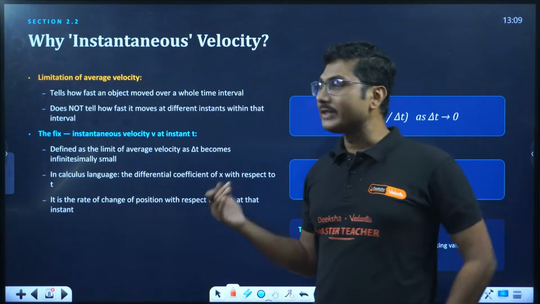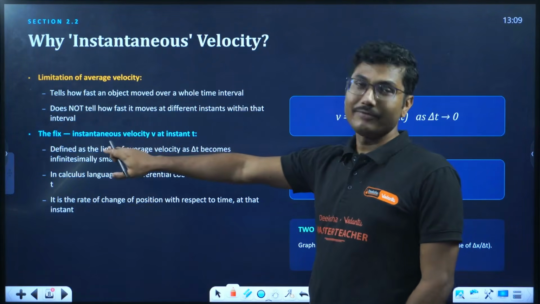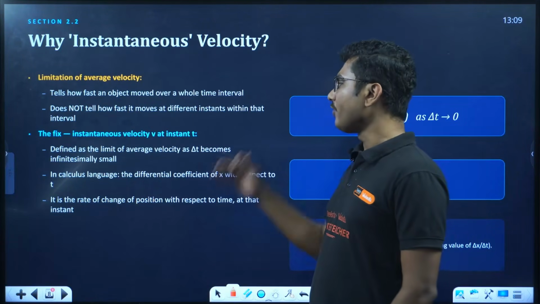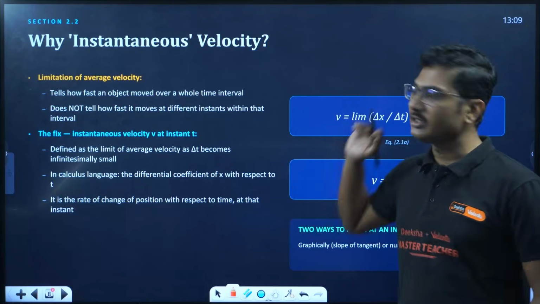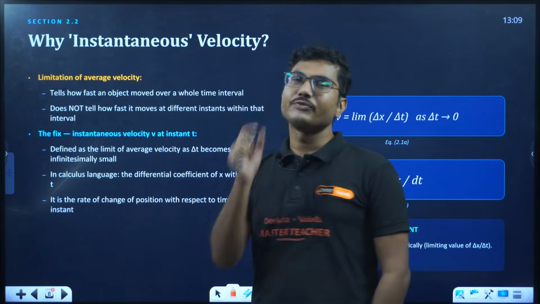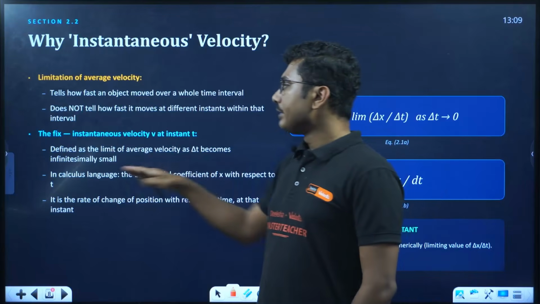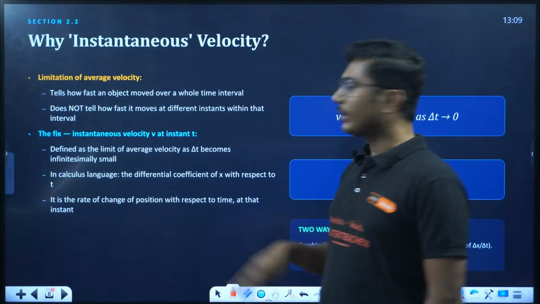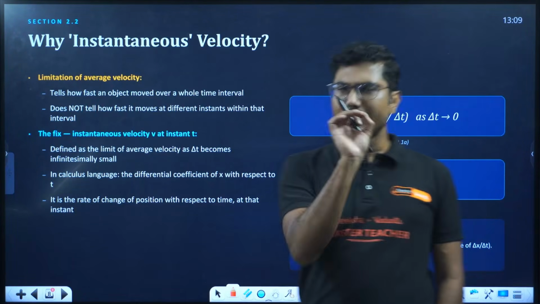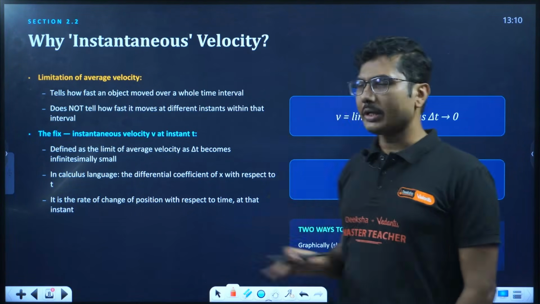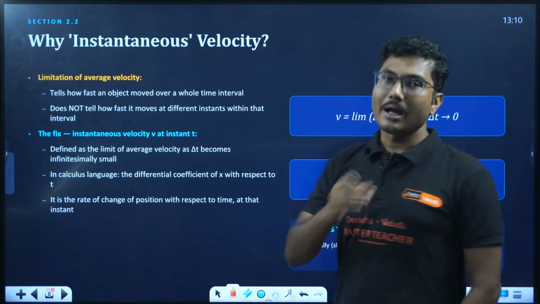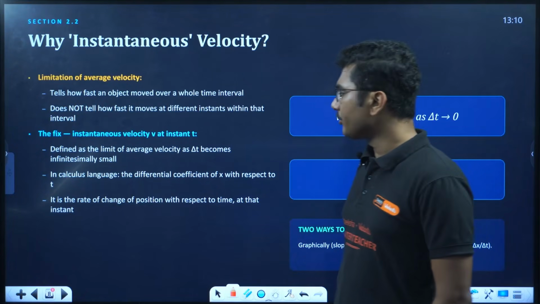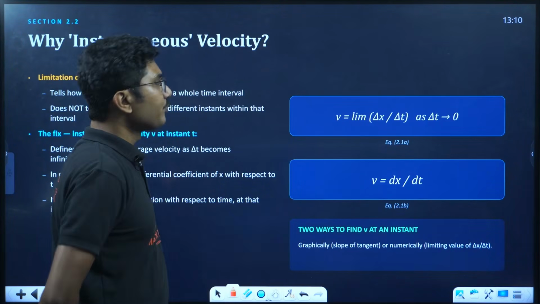Okay, so what is the fix for that? We define instantaneous velocity v at instant t as the limit of average velocity as delta t becomes infinitesimally small. Infinitesimally small means very, very small time, almost zero. In calculus language, it is the differential coefficient of x with respect to t. We will briefly talk about the differential method, but not in detail. Obviously your differentiation is weak, but yes, we need to learn a little bit of differentiation. It is the rate of change of position with respect to time at that instant.